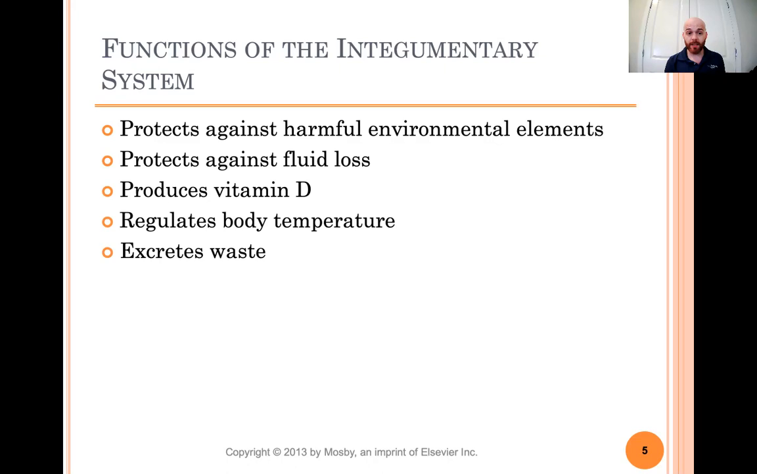It does excrete waste, so think of your sweat and your oil glands as containing waste. Not so much your oil glands, but mostly your sweat glands are going to be filled with a lot of sodium, a lot of potassium, and a lot of extra ions and water that we can get rid of. The skin is our primary provider of sensory information for light touch, deep pressure, temperature, sharp and dull, hot and cold, things like that.